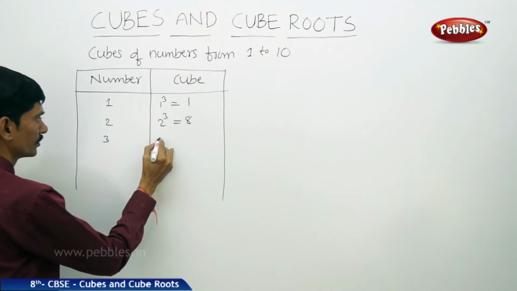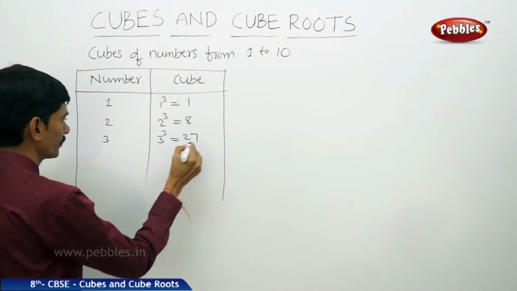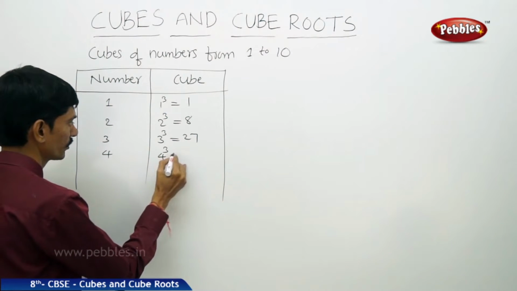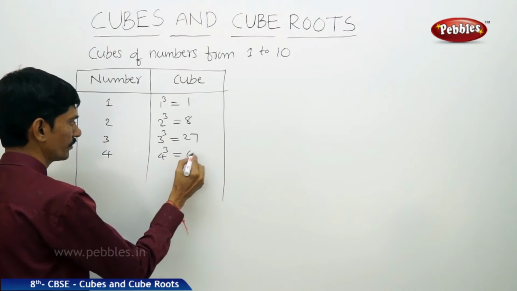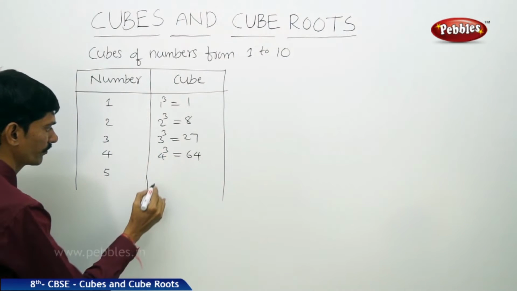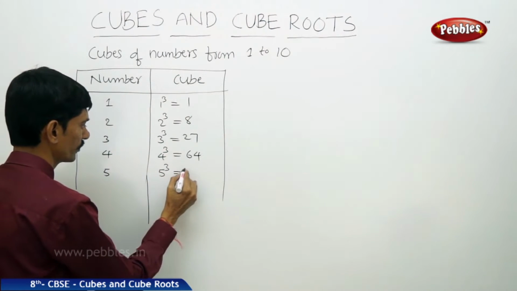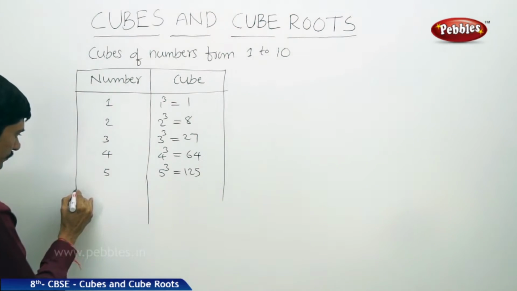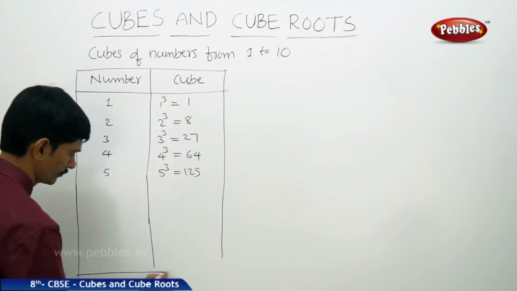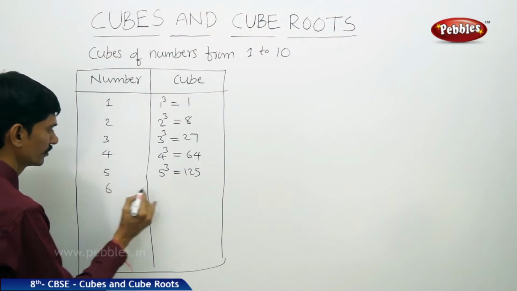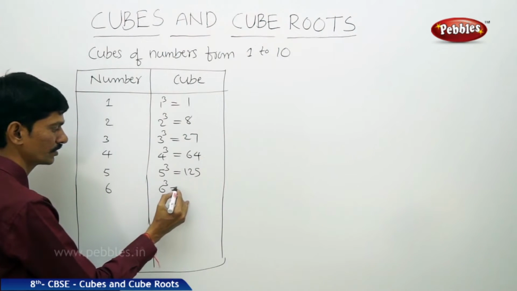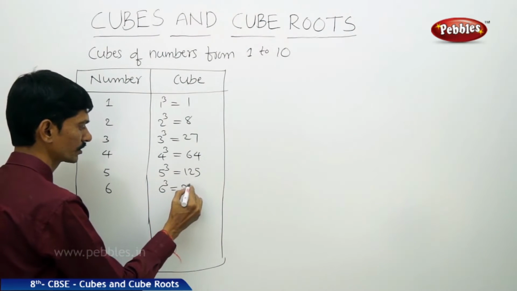Now 3, then 3 cube equals 27. The next natural number 4. So here we can write that 4 cube equals 4 into 4 into 4 is 64. Then the next natural number 5. Then 5 cube equals 125. Next, 6 cube equals 6 into 6 into 6. 6 sixes are 36, 36 sixes are 216.